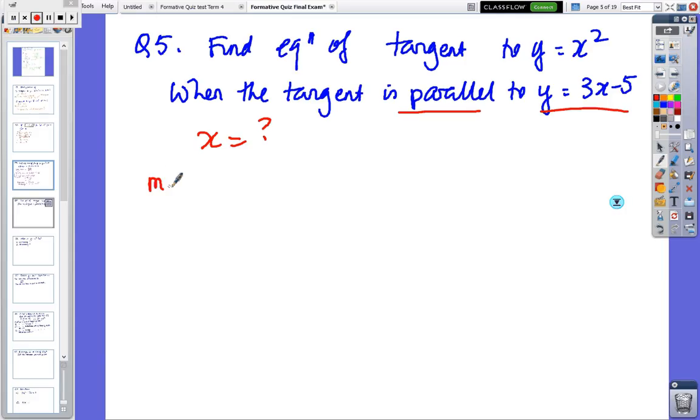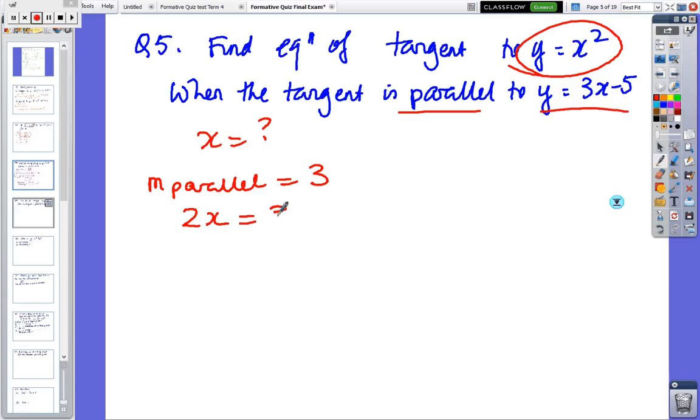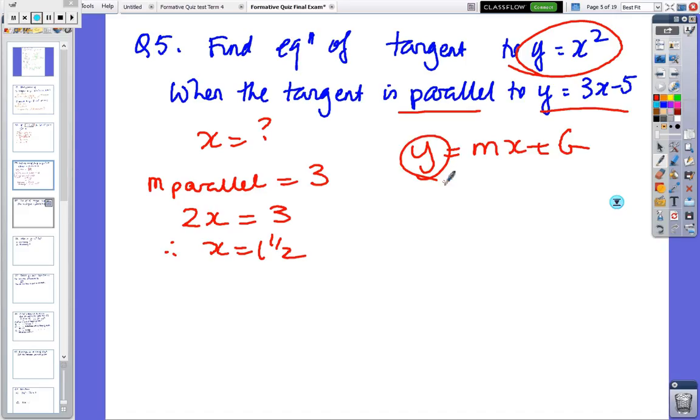Okay, so m parallel would be 3, and the derivative of x squared is 2x, so 2x equals 3. So now we have our x value, x equals 1.5. So at the end of the day, we've got to put it into y equals mx plus b. So I need to have a y value. I know the m, I know the x, I don't know the b, but I can find the y.